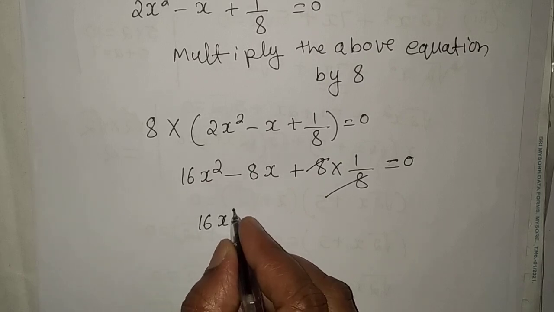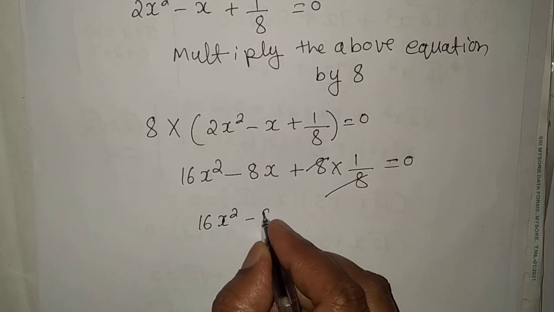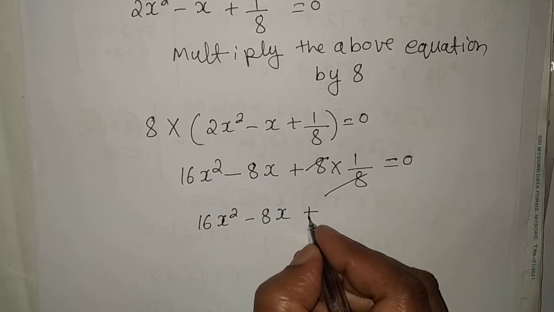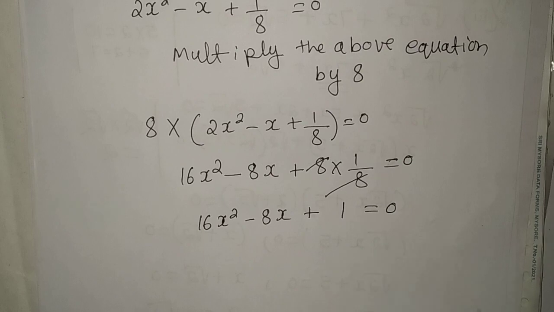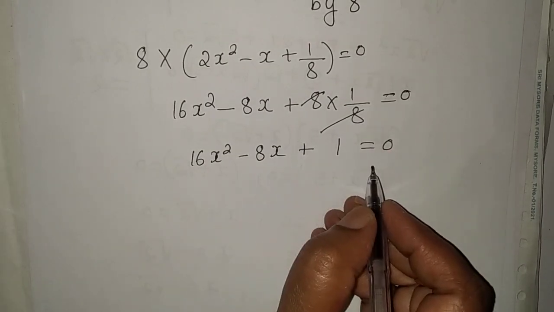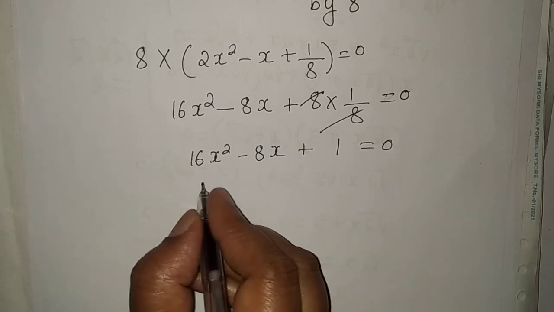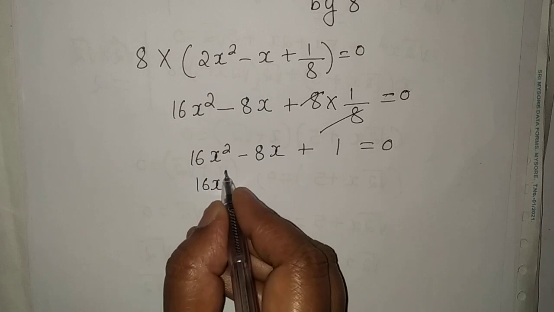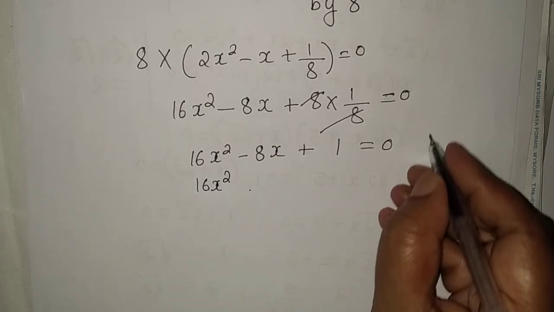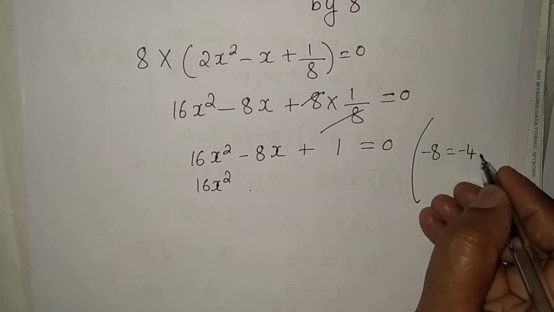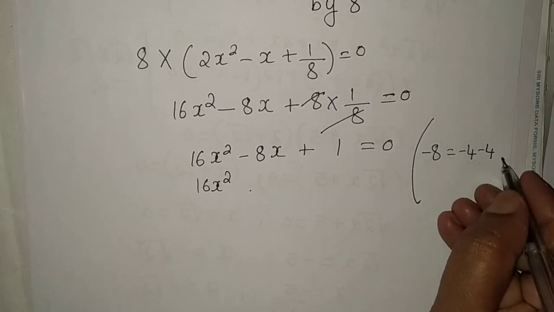Now we get 16x square minus 8x plus 1 is equal to 0. This is the expression we are getting after simplifying it, that is multiplying by 8. Now we can again simplify this. 16x square minus 8 can be written as minus 4 plus minus 4.